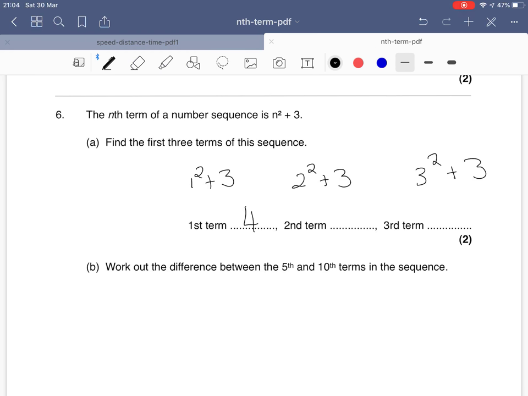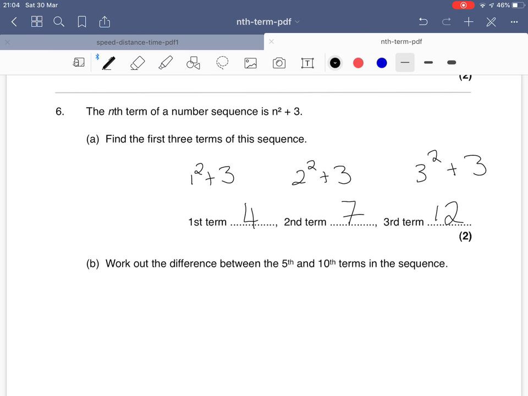2 squared means 2 times 2. So 2 times 2 is 4, plus 3, that's 7. 3 squared means 3 times 3. So 3 times 3 is 9. 9 plus 3 is 12. We've got to work out the difference between the 5th and the 10th term in the sequence.